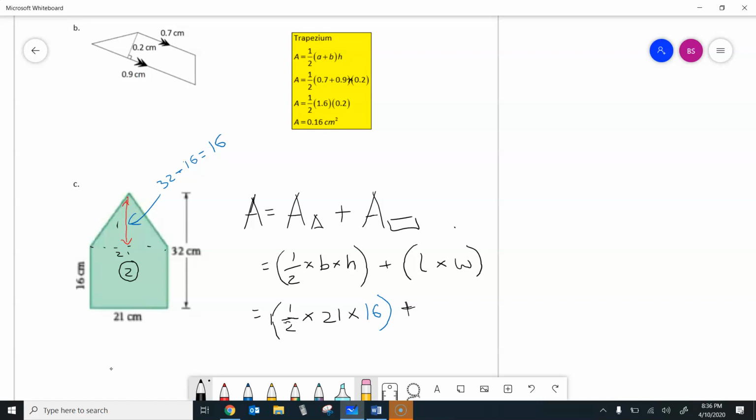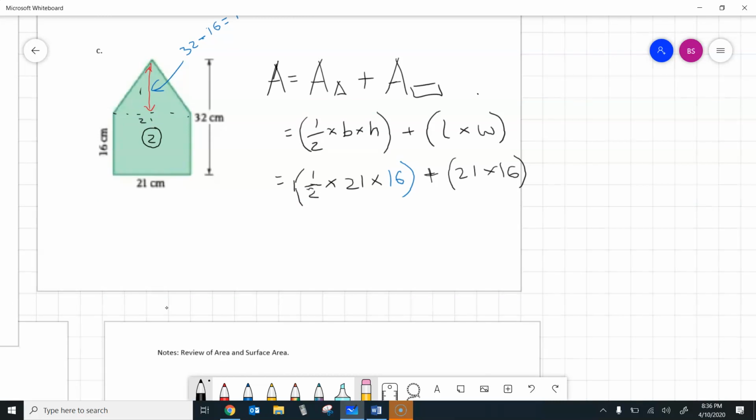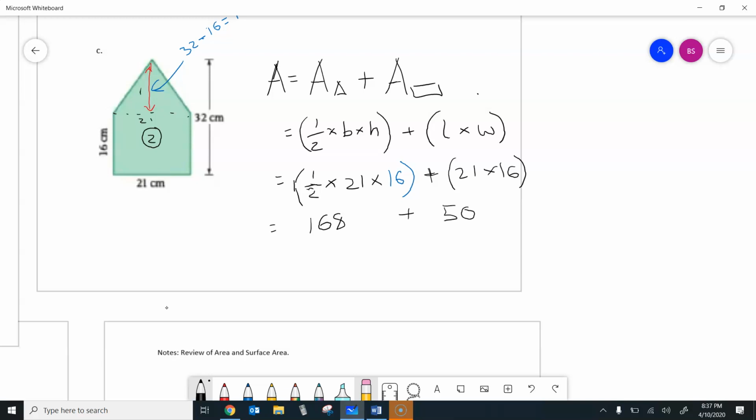So that's the area of the triangle, half times base times height. And the area of the rectangle is 21 by 16. And we can put that in our calculator. So the first bracket gives us 168. The second bracket gives us 504.